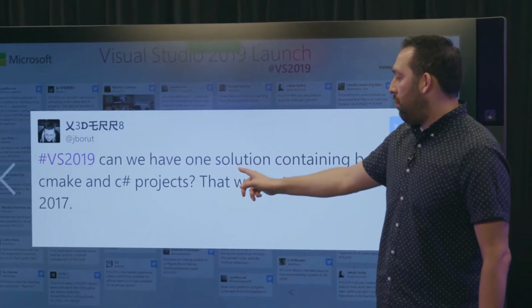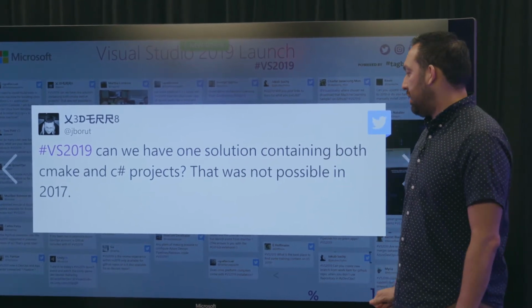For VS 2019, can we have one solution containing both CMake and C# projects? That was not possible in 2017. So that's a very interesting question. CMake, as a tool built by Kitware, does have some support for C# projects. You can interoperate between C++ and C#. Now, when you bring those CMake projects inside Visual Studio, you're not going to get the assistance you're familiar with for C# projects. So that's something that we're considering as one of the suggestions that we can improve the Visual Studio experience with. For now, you will have to switch between solutions and the native CMake experience to also get nice IntelliSense and debugging capabilities for C#.